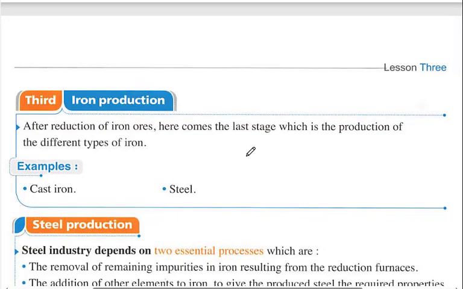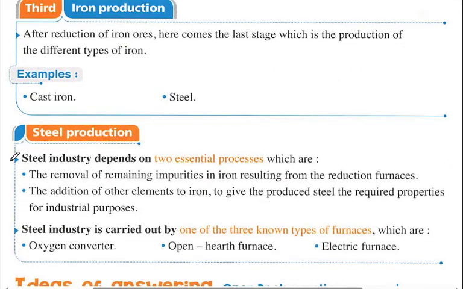Now, iron production. To improve the properties of iron and to have iron convenient for industrial uses and human uses in different fields, we first have to remove the remaining impurities. A lot of impurities remain after the reduction, and even if they are small, they are not desirable in some cases to be suitable for industrial uses.